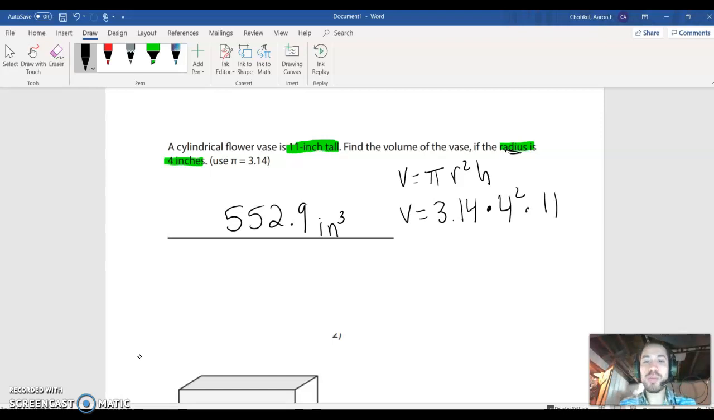Remember, for volume, all you need is radius and height of these shapes. And then we can fill it right in and compute. Very easy substitution problems here.